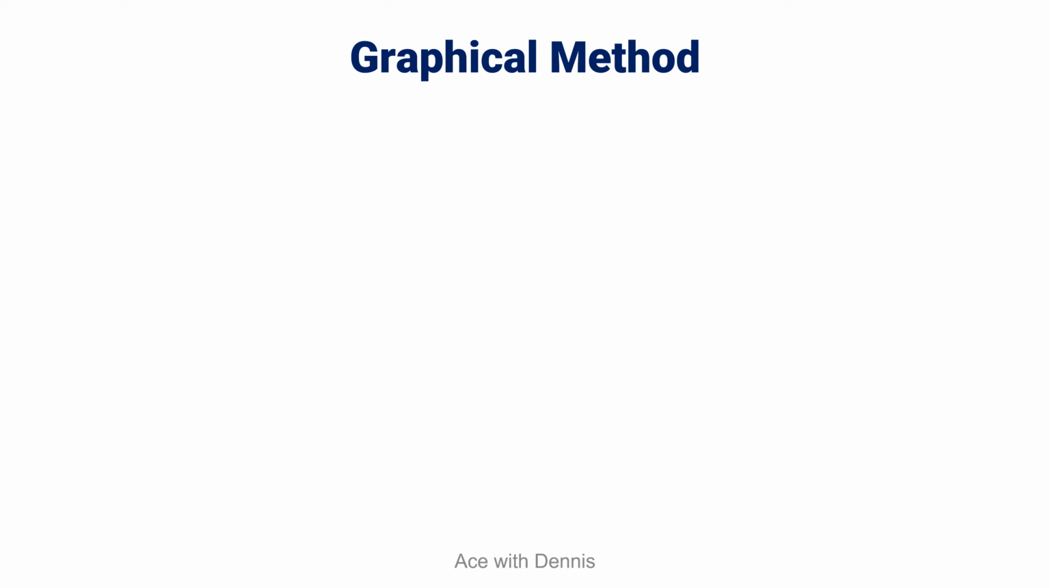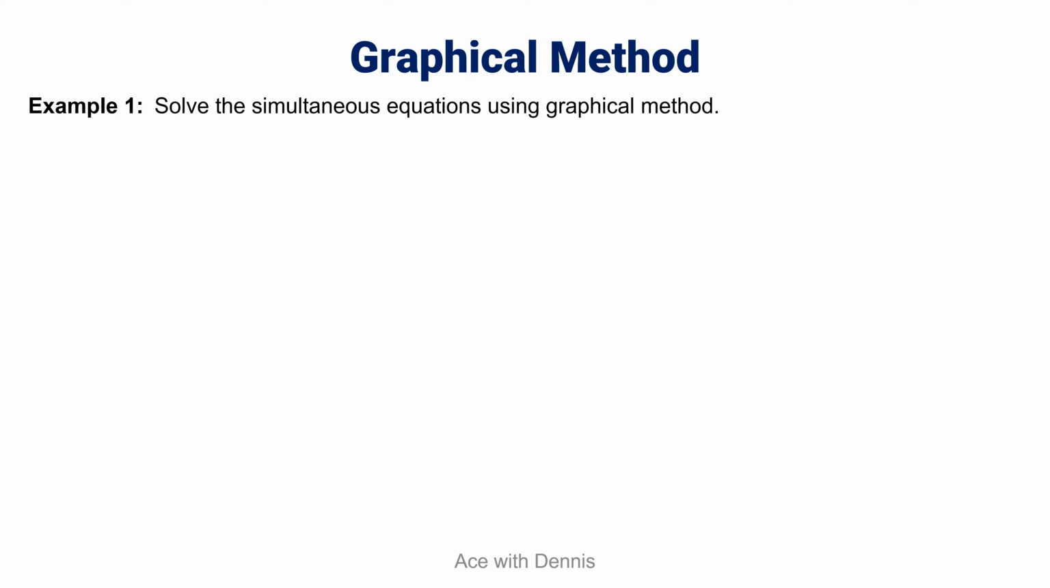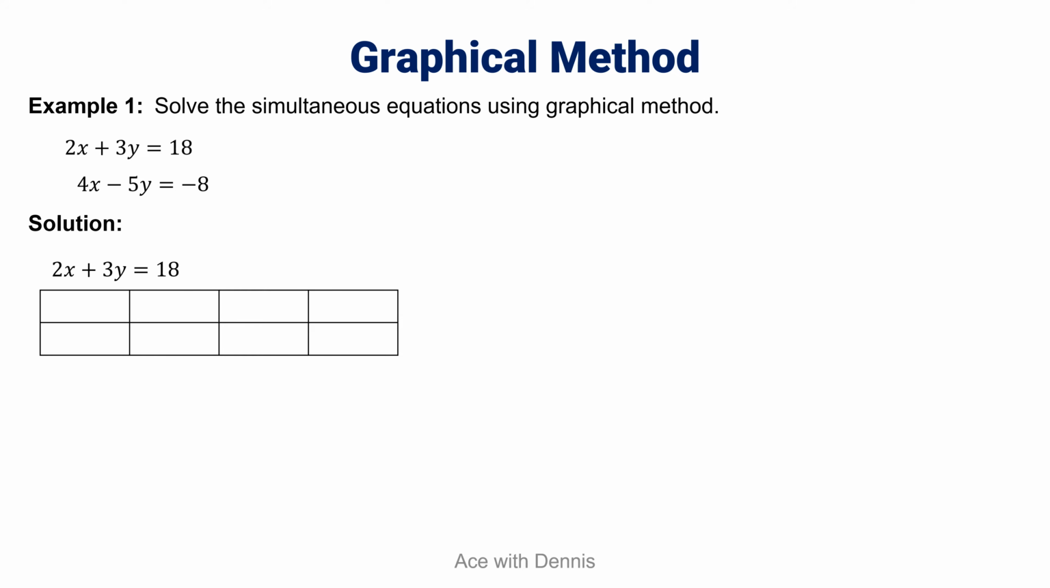As I mentioned, the first method to solve simultaneous equations is the graphical method. So let's look at example 1. Solve the simultaneous equations using the graphical method. The first equation is 2x plus 3y equals 18, and the second equation is 4x minus 5y equals -8. And here's the solution. Before we draw the graph for 2x plus 3y equals 18, we have to form the table first, with the x and the y values.